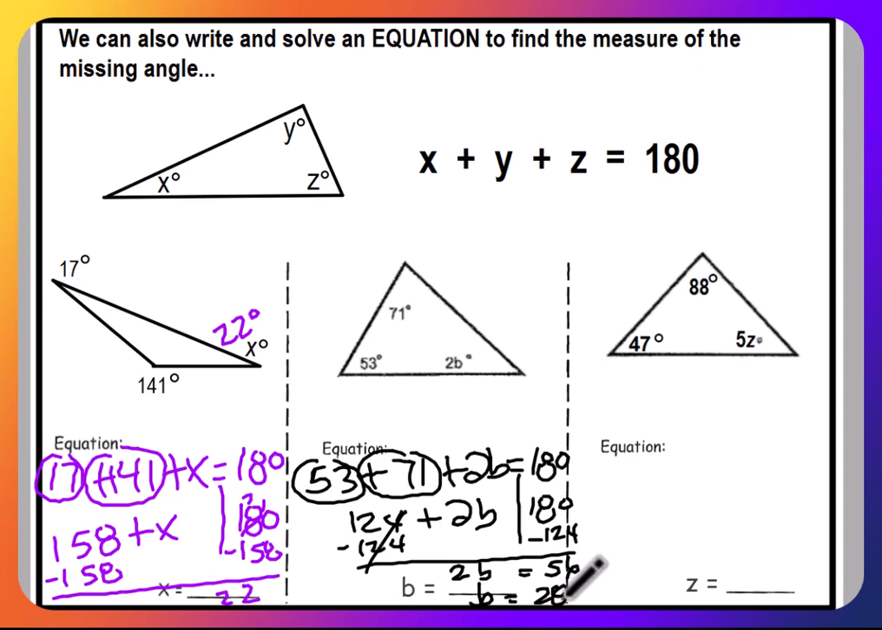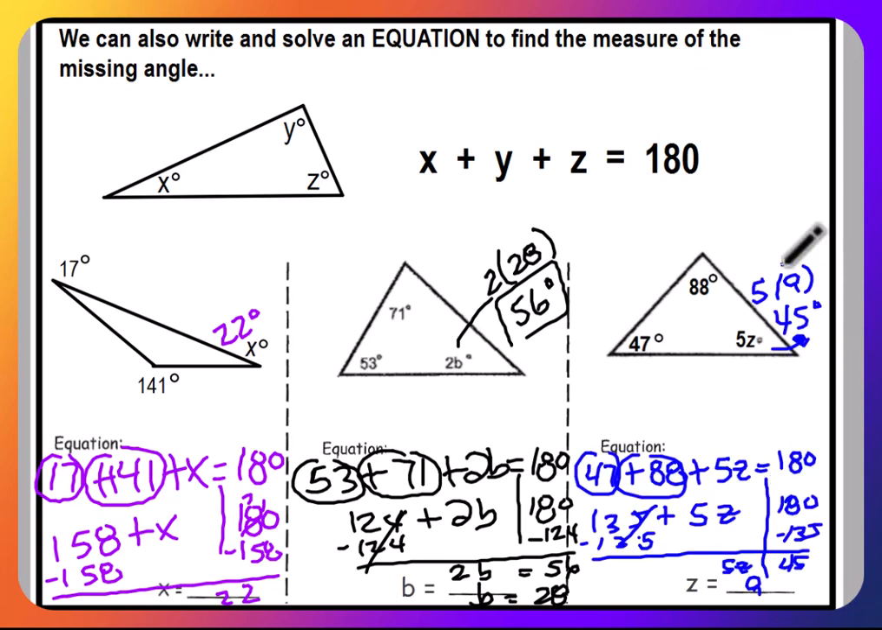b equals 28. Now we're going to go back up here to our angle, and we're going to substitute 28 for b. So 2b is going to be 2 times 28, multiply, and you get 56 degrees. That is the measure of this missing angle. Wasn't that fun? Okay, see if you can do this last one on your own. Pause the video, write your equation, try solving it, come back and check your answer.